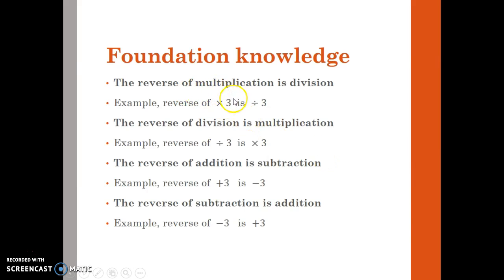So you can just learn that multiplication and division are opposite to each other, and then addition and subtraction are opposite to each other. So if we do the other operation, then we reverse.